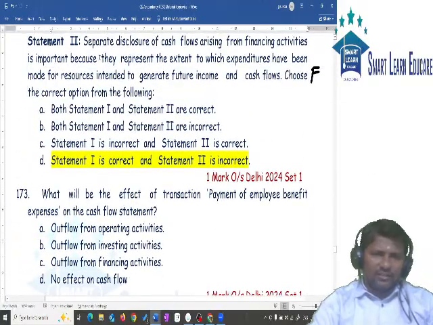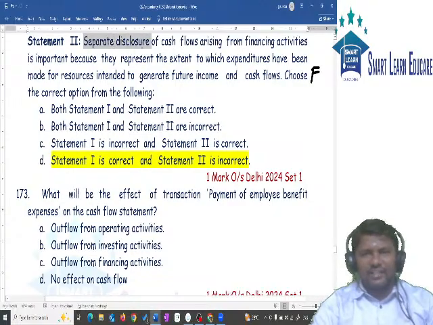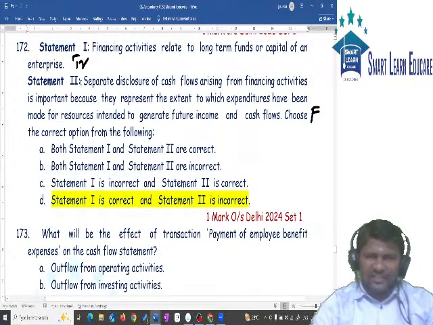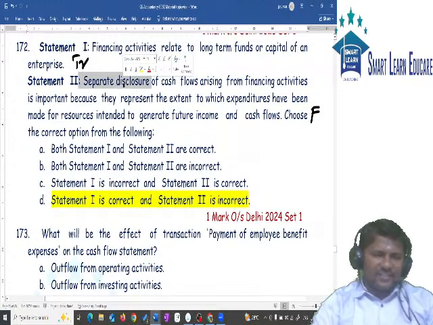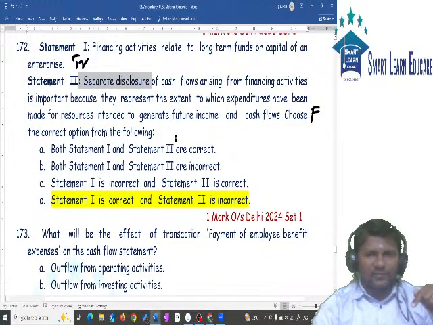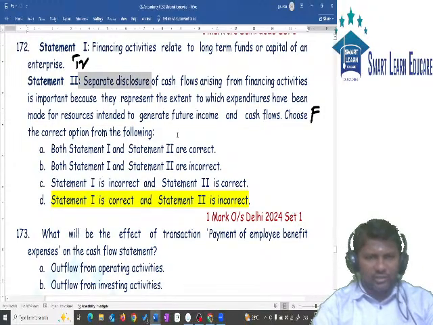Here an extra word should have come, the word "only financing activity" should have been there. But they didn't give that. Since they didn't give that, you can interpret the statement as this statement is also true, because when you prepare the cash flow statement, we will have financing activity as a separate disclosure.